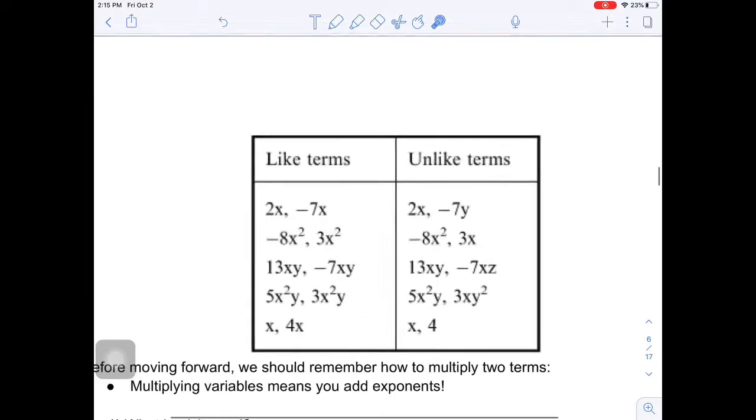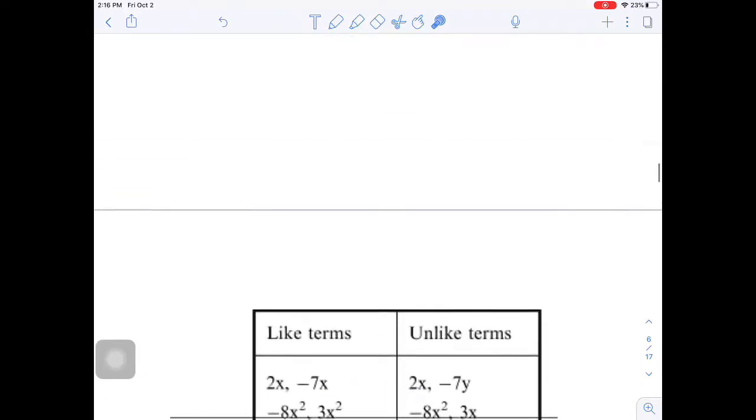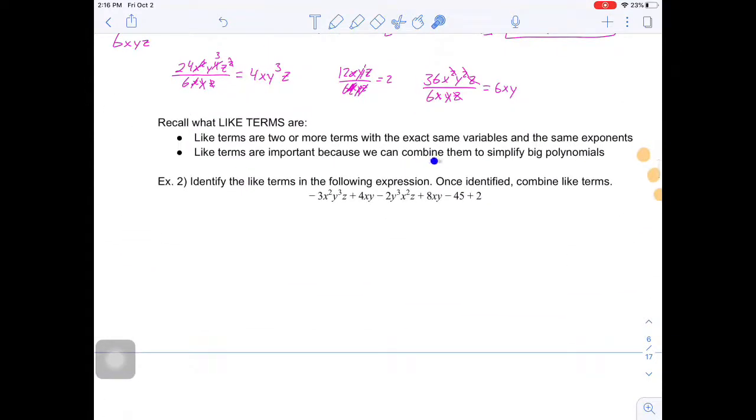So here, if we can go to the next page, we can see these are like terms. So 2x and negative 7x are like terms because they both have x. Negative 8x squared and 3x squared are like terms because they both have the same variable with the exact same exponent. Okay? Recognize over here, these are not like terms, so these are unlike terms because 8x squared and x are not like terms. Okay? So you can see a few examples here. Why is this important? Because we can combine like terms.